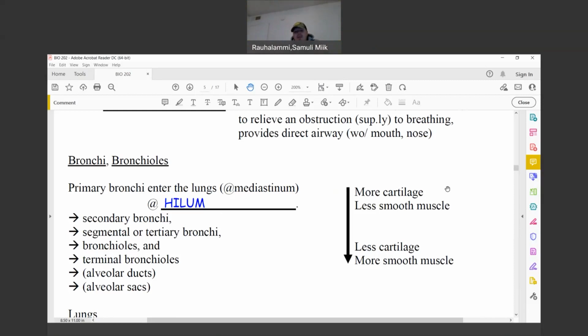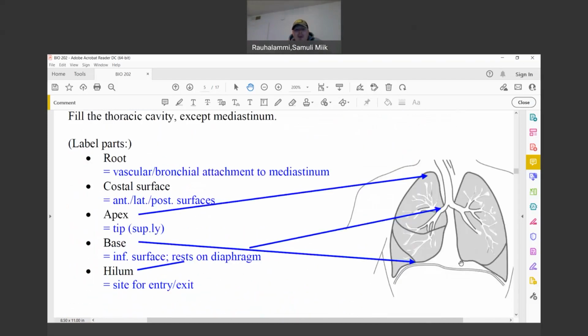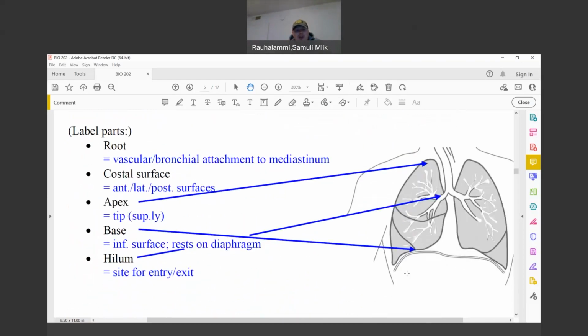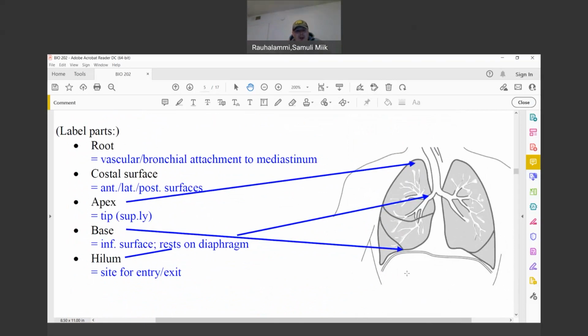One thing that we see as we move down this respiratory tree is that the amount of cartilage decreases as the amount of smooth muscle increases. So again, for keeping this airway open, we're moving this task from the cartilage to the smooth muscle. A couple of structures, we mentioned a few of these already earlier on. I just want to remind you of those.